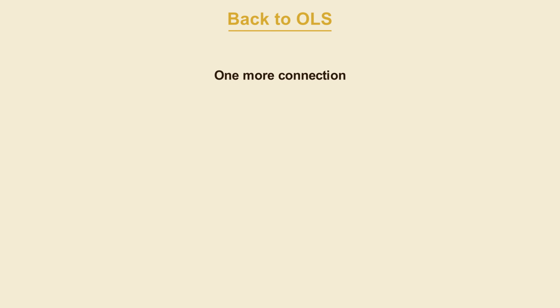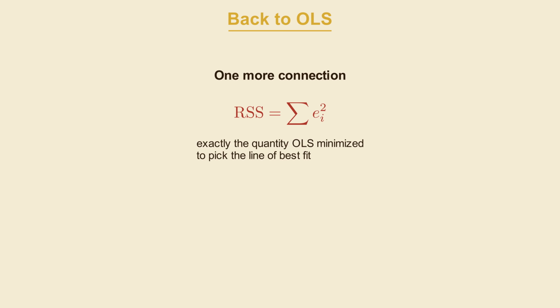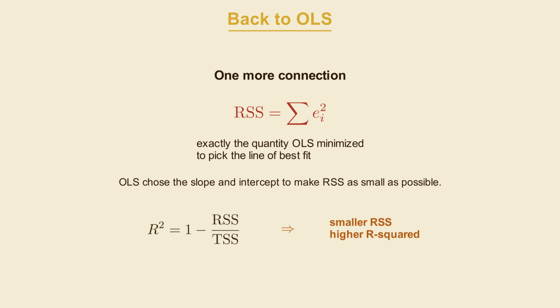One more connection is worth making. That residual sum of squares is exactly the quantity that OLS minimized when it picked the line of best fit in the first place. OLS chose the slope and the intercept to make that leftover as small as possible. So 1 minus the residual over the total is really measuring how small OLS managed to make the leftover compared to how much variation there was to begin with.